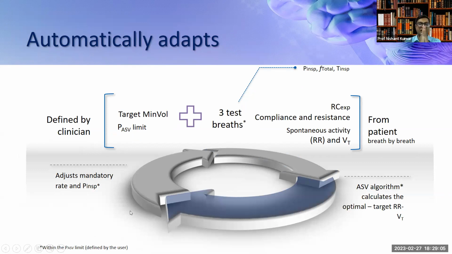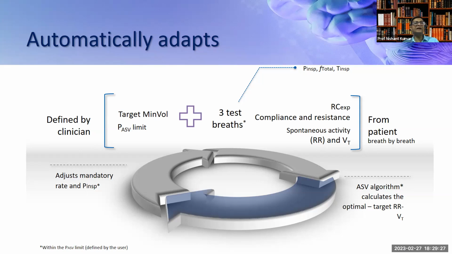So, okay, the patient is not breathing, right? It will give 3 test breaths based on the target minute volume and ASV limit. It will calculate the compliance and resistance. It will see that the patient is not breathing. As for the previous example, 7.5 liters per minute has to be given.